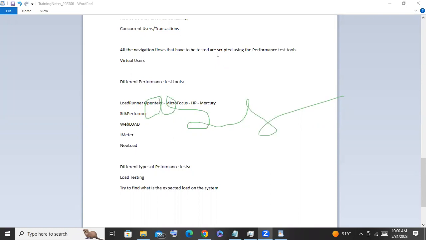To meet the SLA with the expected load on the system. To test the application with the expected load, and to check whether the application is meeting the SLAs or not.